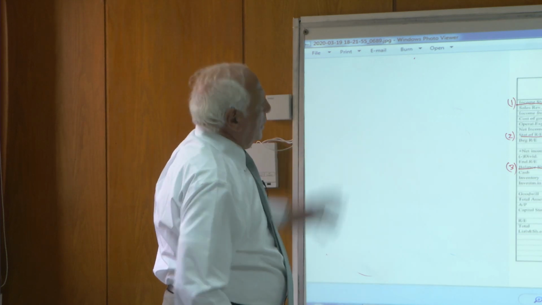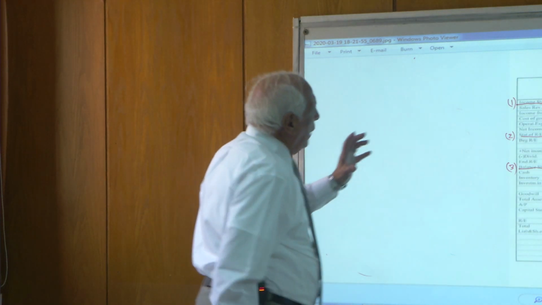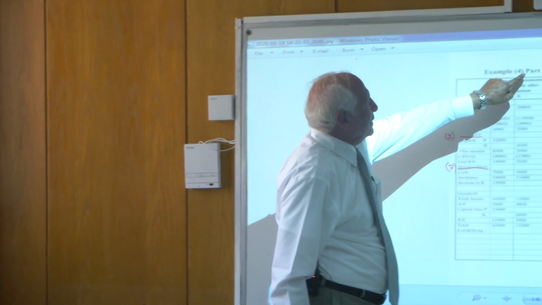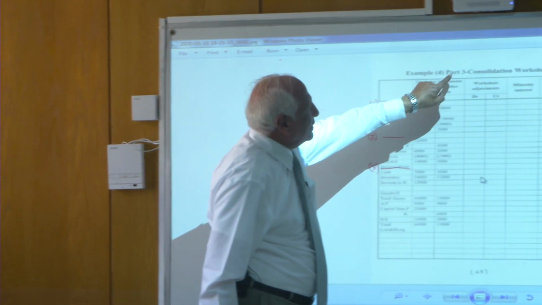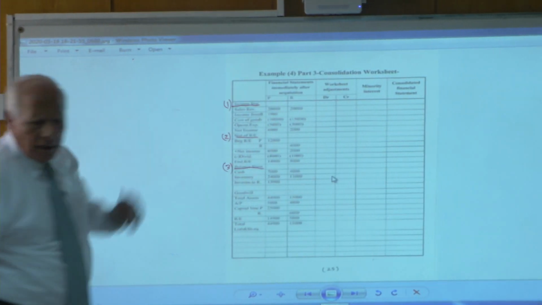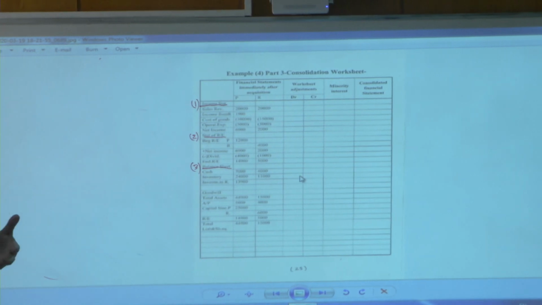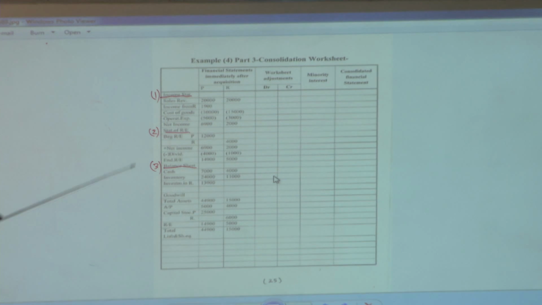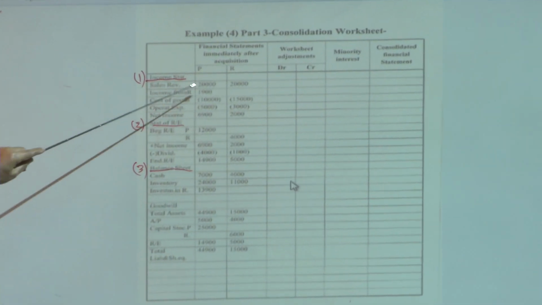Let's start one by one. Look at how I put it. If you look at example 4, just remember again, example 4, part 3, very important. Example 4, part 3, consolidation worksheet. First, income statement. You need to know from accounting the elements of the income statement. For company B, sales revenues, 20,000.